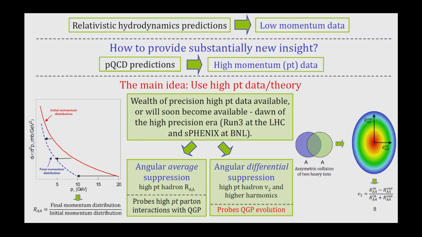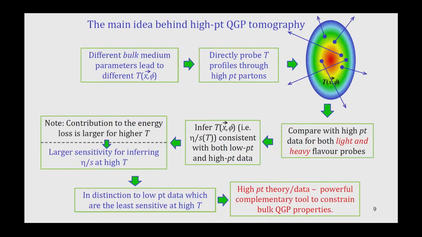Obviously, as this quark-gluon plasma is asymmetric, the particles going in this direction will travel shorter paths compared to high PT particles traveling in this direction, and consequently they will lose less energy in this direction than in this direction. So RAA will be different, and then V2 will be, in a simplified way, defined in this way. So these are considered as good probes of QGP evolution, and the question is how to use them to further constrain the bulk QGP properties.